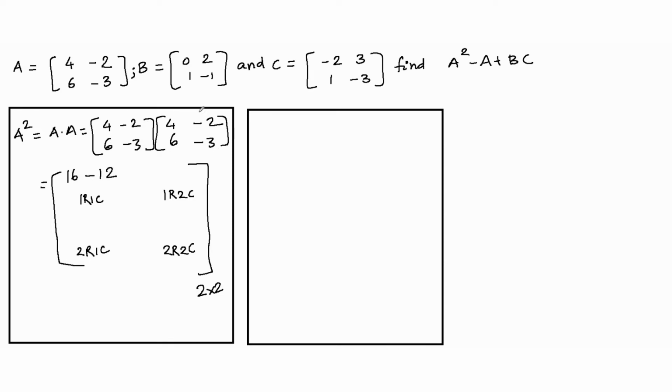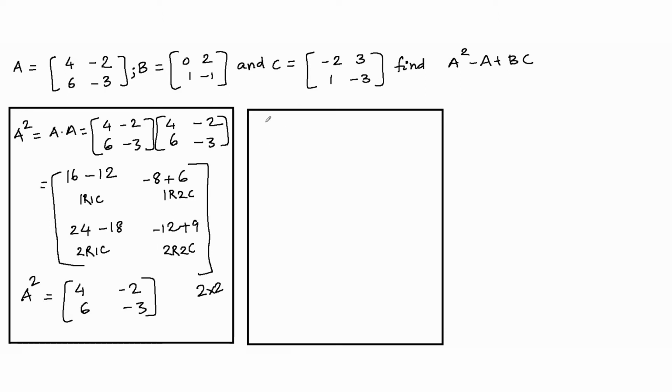Then first row, second column. So 4 into minus 2 is minus 8 and minus 2 into minus 3 is plus 6. Then second row, first column: 6 4s are 24 and minus 3 into 6 is minus 18. And then we have 6 into minus 2 is minus 12 and minus 3 into minus 3 is plus 9. And therefore A square becomes 16 minus 12 is 4, minus 8 plus 6 is minus 2, 24 minus 18 is 6 and minus 12 plus 9 is minus 3. So this is the matrix A square.